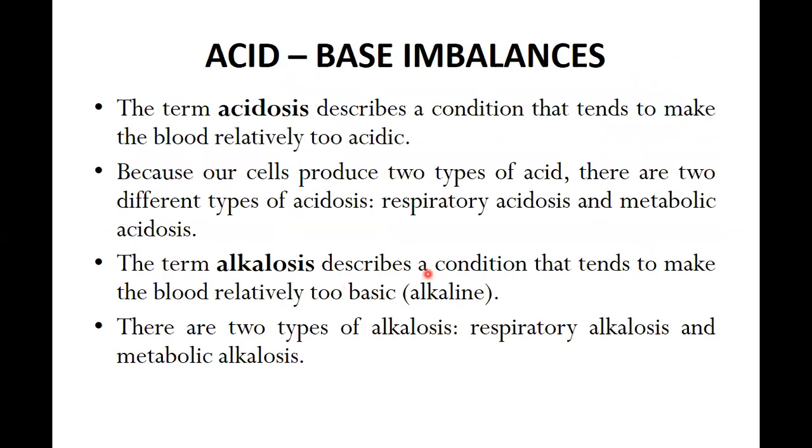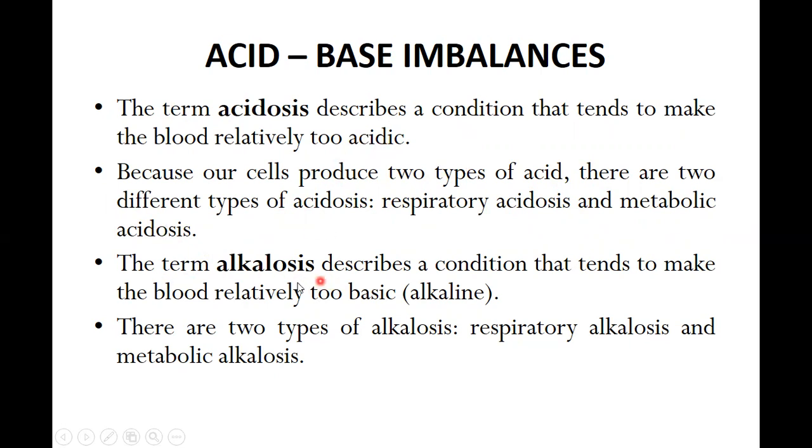Let us now talk about acid-base balance. So the term acidosis describes a condition that tends to make the blood relatively too acidic. Okay, now because our cells produce two types of acids, there are two different types of acidosis. So we have respiratory acidosis and metabolic acidosis. Okay, we're talking about acidosis here, where the blood becomes relatively too acidic.